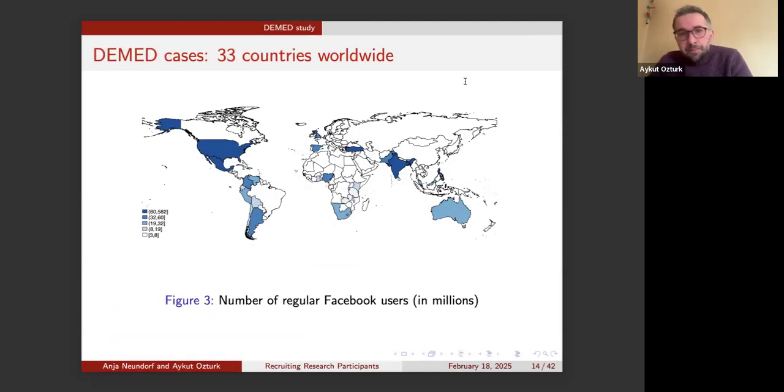So here you see a map of countries in which we ran our surveys and the number of regular Facebook users in these countries. As you will see, the cases we selected from Latin American countries also have a significant amount of regular Facebook users. The same applies for the more advanced countries like US, Australia, Turkey. On the other hand, in African countries, the number of regular Facebook users is usually smaller.